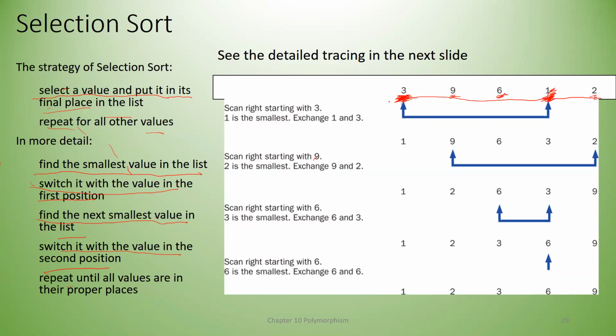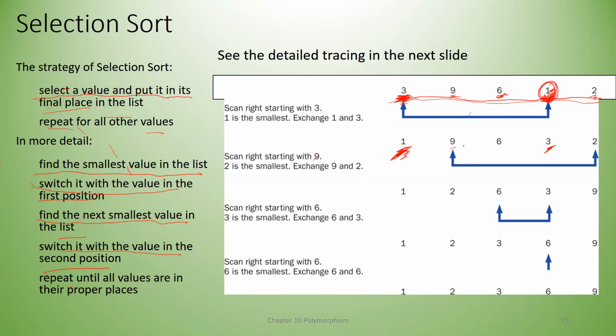So after you scan through the whole list, you find the smallest value, and you switch this with the first position. So after the first round, your 1 comes here and your 3 comes here, right? Okay, that's the switch. So first you find it and then you switch to put it in the final position. 1 will not go anywhere. It will stay here forever.